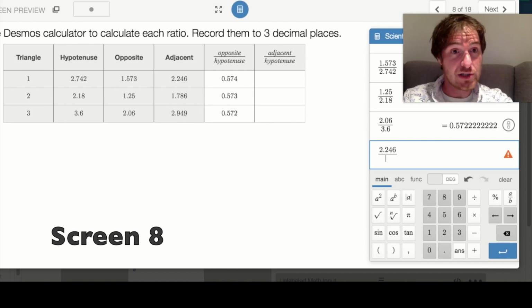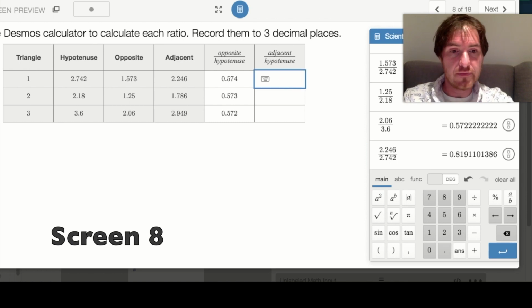Adjacent to hypotenuse ratio, right? Hypotenuse is always in our denominator here. That's going to be a key thing that you can count on for the rest of this chapter, the rest of this year. It's always hypotenuse in the denominator when we are doing these ratios. So 2.246 for the adjacent side of triangle 1, and then 2.742. Okay, so I have an adjacent over hypotenuse ratio for this triangle of 0.819.